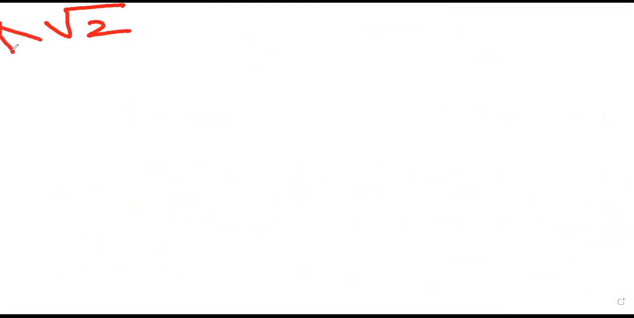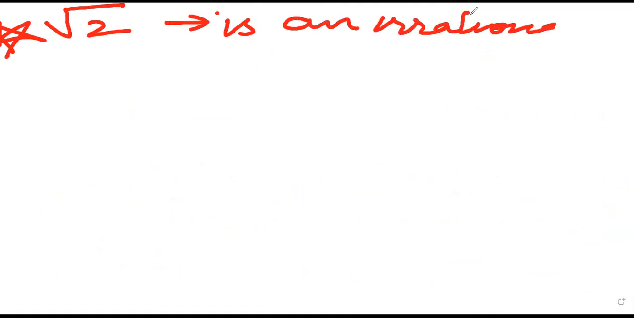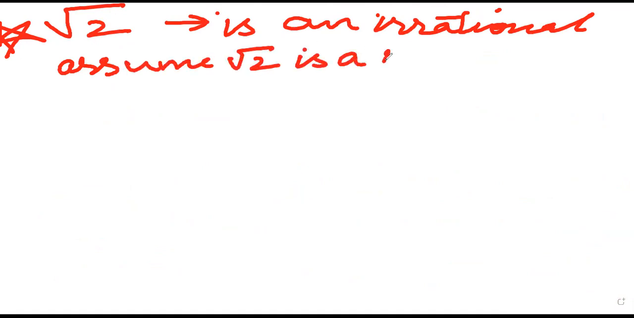Now, children, this is again a very important topic: how to prove that root 2 is an irrational number. We know that root 2 is irrational, but how to prove it? Now, children, what we will do, in the beginning only, we will assume that root 2 is a rational number. You will just think that this is a rational number.